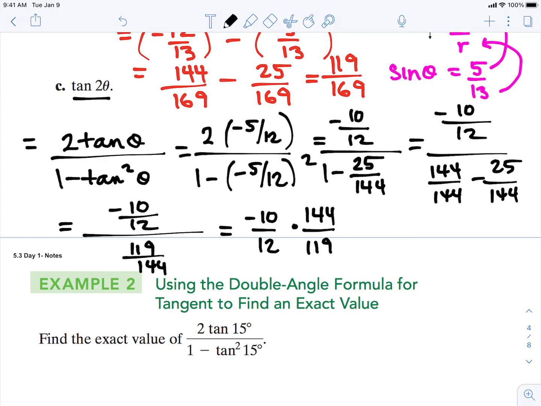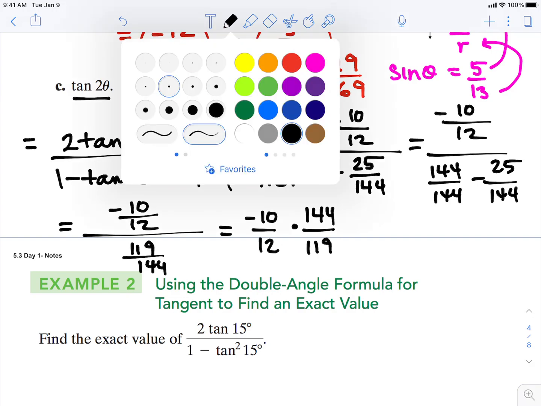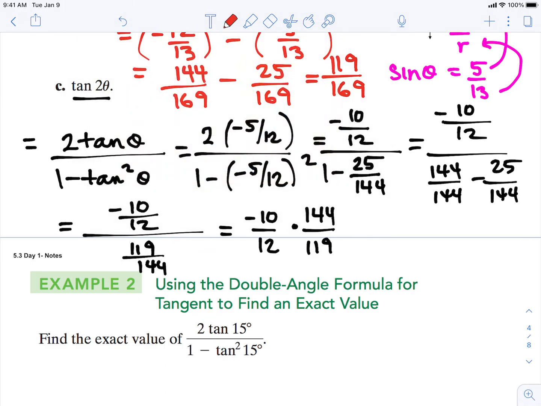All right, so before we multiply across, we want to reduce any common factors. There is a common factor with 12 and 144. We can divide both of them by 12. So this will become a 1 and a 12. Now we're able to multiply across. So negative 10 times 12 is negative 120 over 119. So there's the exact value.